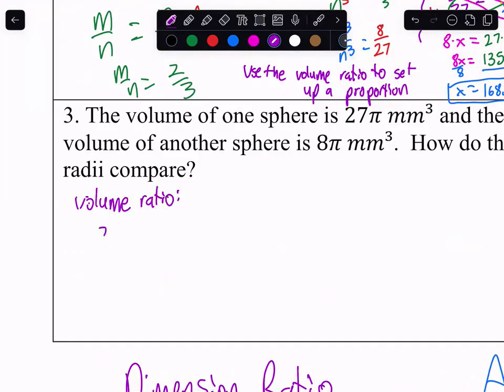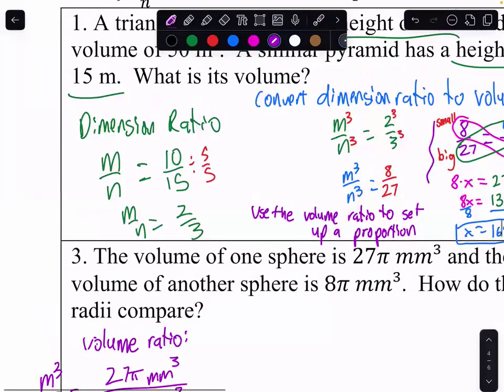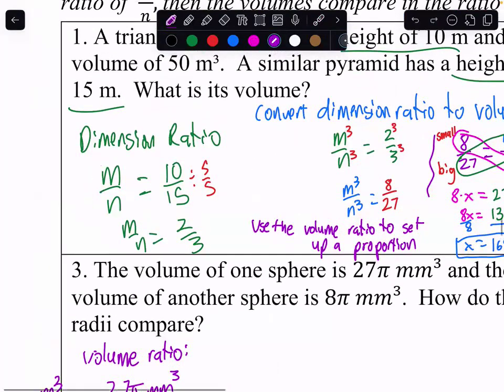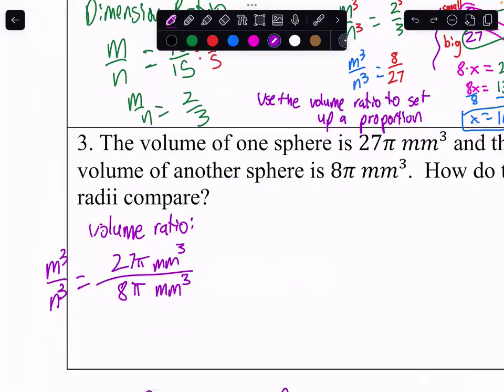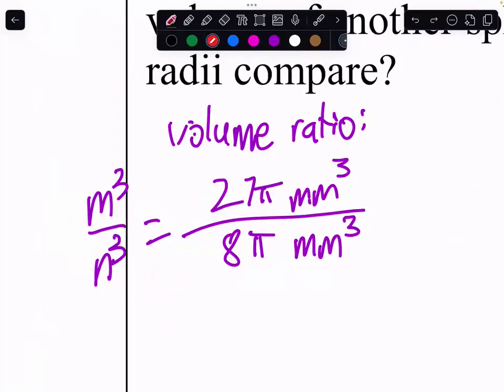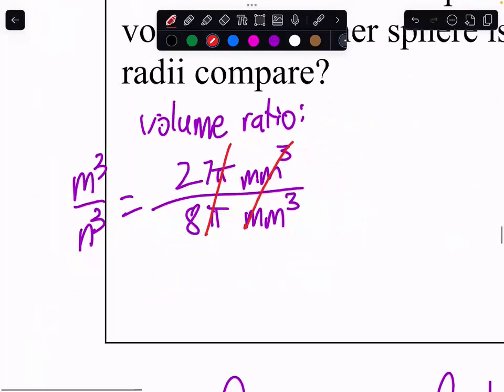Okay, so one of them is 27 pi millimeters cubed. The other one is 8 pi millimeters cubed. And again, because these are volumes, these numbers represent m cubed over n cubed. Okay, again, on the previous problems, we started with m over n, but this problem, we're starting with the volumes. Okay, so let's reduce. The units can cancel out, and the pi's can also cancel out. Okay, so now we're at m cubed over n cubed equals 27 to 8.